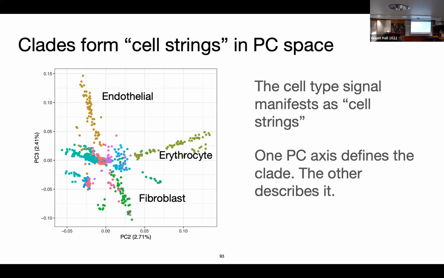I found that clades in a cell phylogeny are embodied as cell strings. So there you can see strings of endothelia and erythrocyte and fibroblast cells. These strings formed when one PC tightly defines all the cells in the clade along a very narrow range on one axis, whereas the other PC broadly describes variants across the clade, and all of the cell types cluster around the origin. So I hypothesized that what we are looking at is a manifestation of the isolated cell type signal.